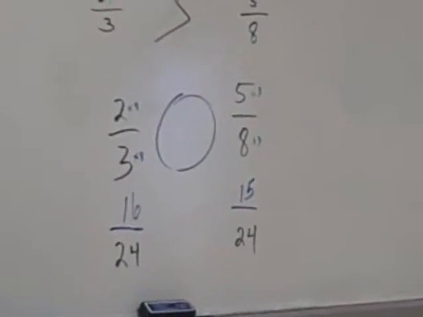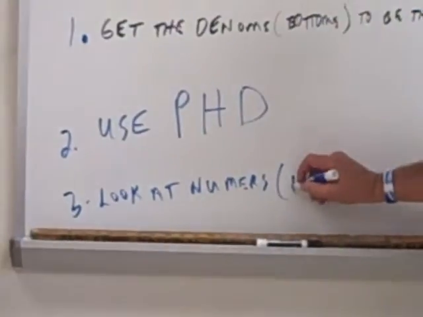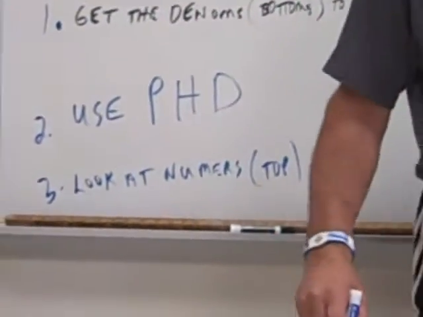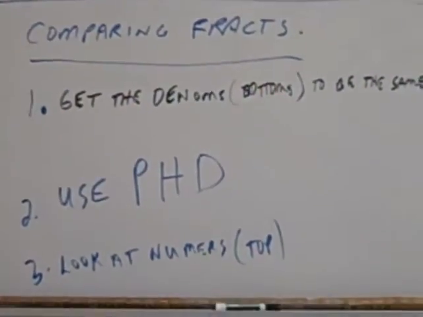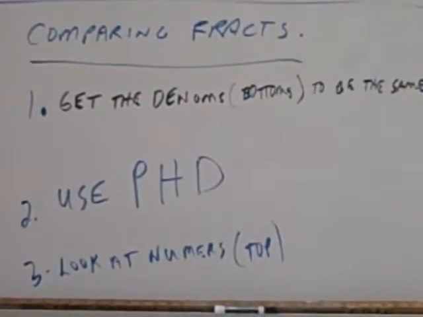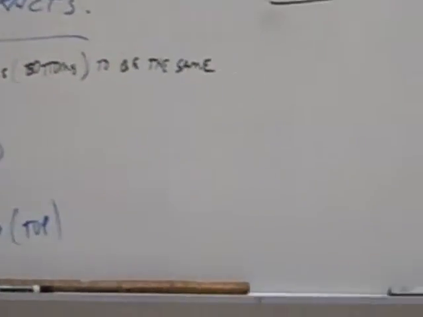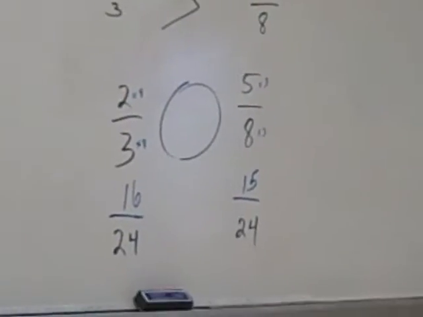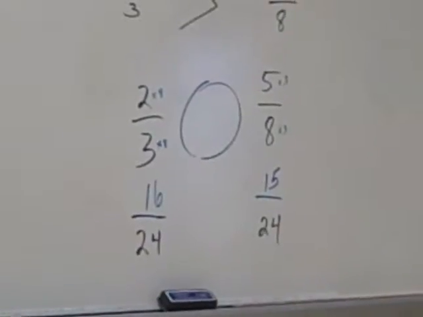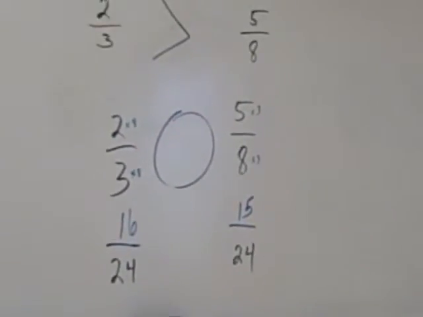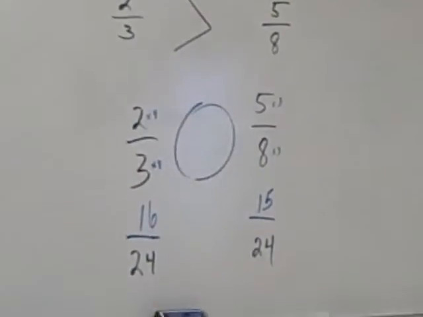Look at the numerators. What's numerators? Top of it. Look at the tops. Numerators. Which one's bigger, 16 or 15? Cole, which one's bigger, 16 or 15? 16.